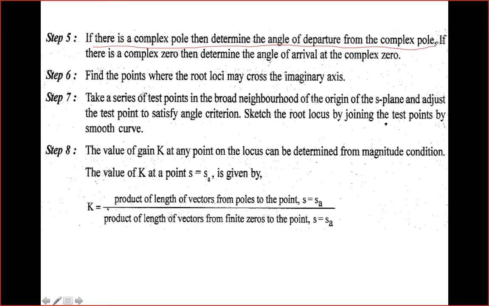Listen carefully. If the characteristic equation has a complex pole, then we need to determine the angle of departure, not for a zero. Think carefully. If there is a complex pole, we have to find out the angle of departure. At the same time, if it has a complex zero, then we need to determine the angle of arrival. I told you that the root locus starts at a pole and ends at a zero.